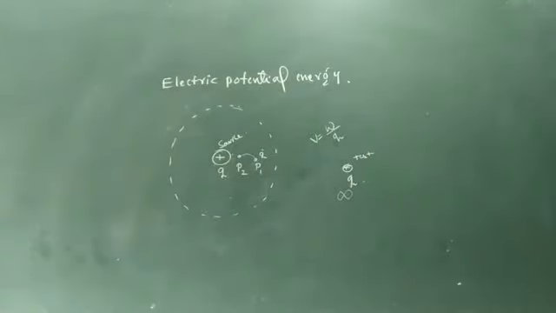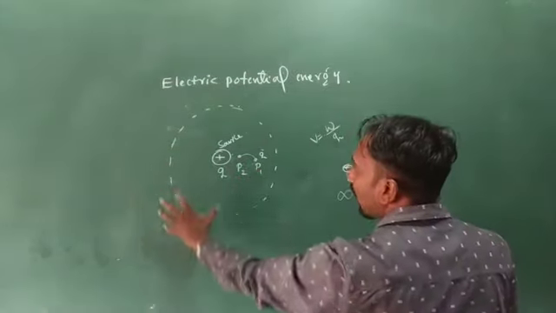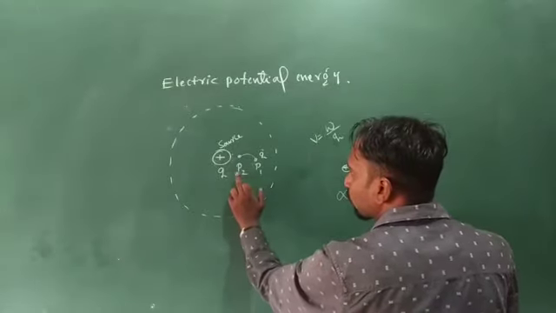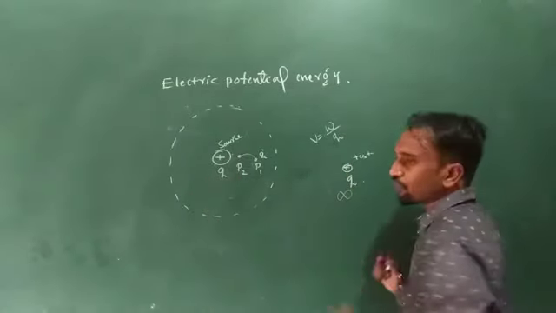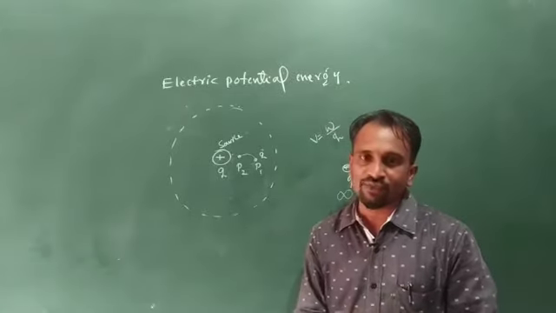So the definition of electric potential difference between two points in an electric field is the work done in moving a unit positive charge from one point to another point in an electric field.